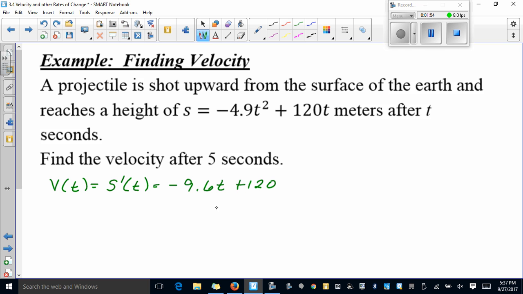There's our derivative. Bring the 2 down, multiply it with this t, the 2 minus 1 is just 1. And this is 1, 1 minus 1 is going to give us 0. t to 0 is 1. So we're just left with 120. There's our velocity function, but they asked us for the velocity at 5. So v at 5 would be negative 9.8 times 5 plus 120.